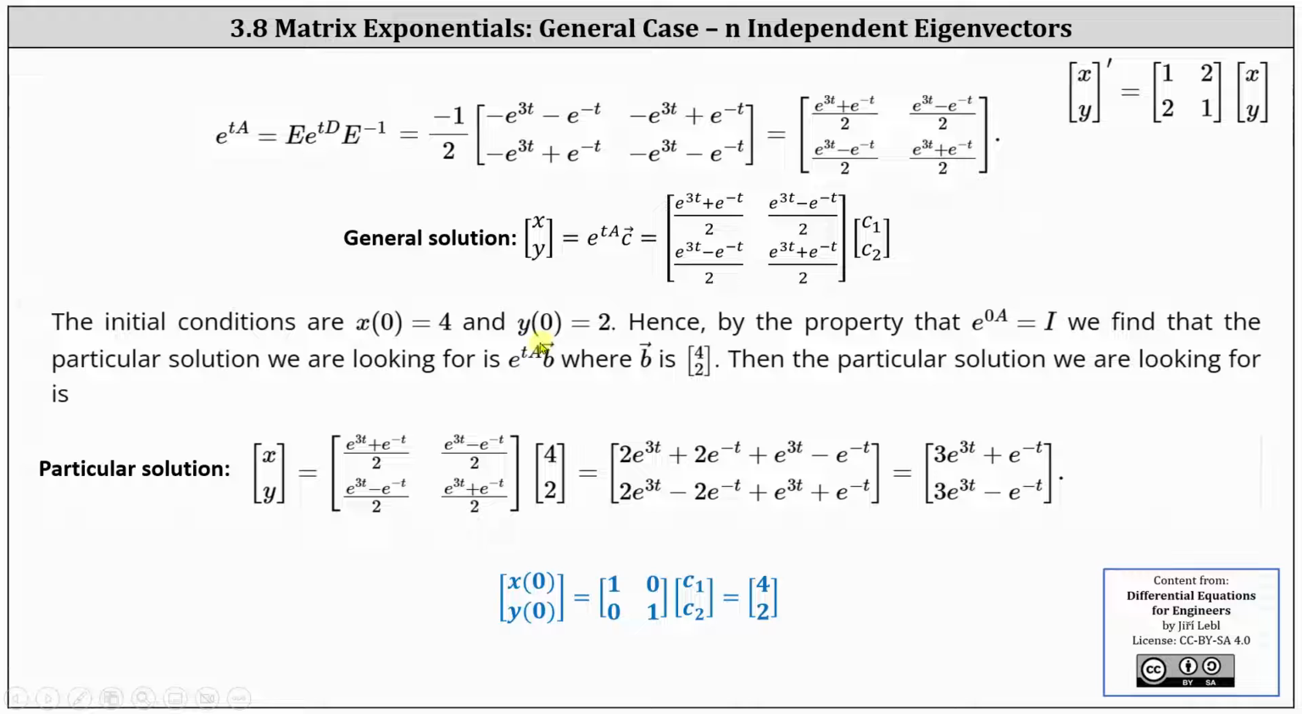So our particular solution is the vector function (x, y) equals, again, the matrix exponential times the constant vector (4, 2), which if we multiply out and simplify is shown here on the right, where x equals 3e to the 3t plus e to the negative t, and y equals 3e to the 3t minus e to the negative t.